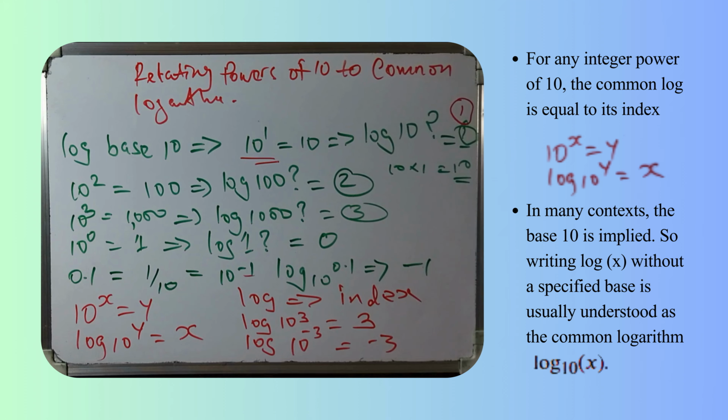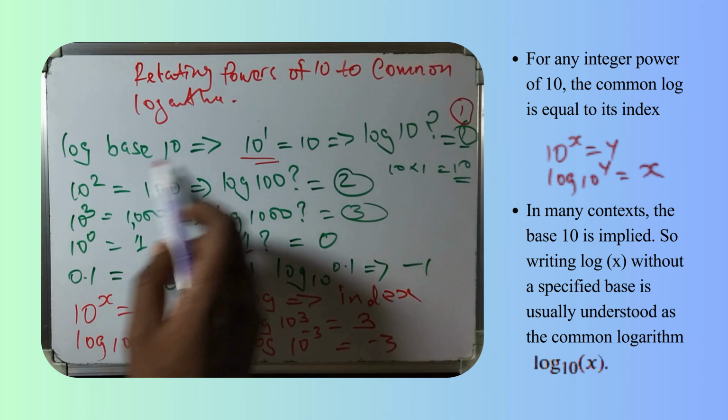So anytime you meet a logarithm, just ask yourself, how many times do I need to multiply 10 to get this number? In maths, you can also ask yourself, how many zeros follow this? How many times do I have to multiply 10?